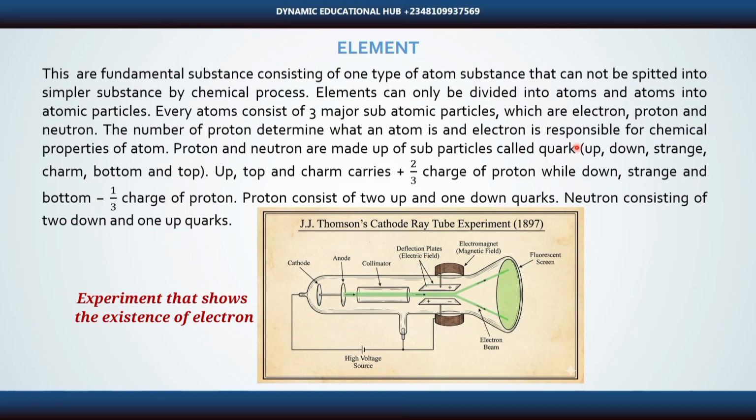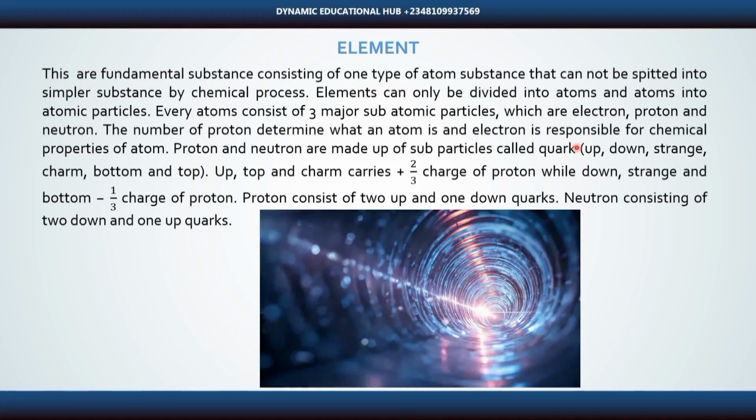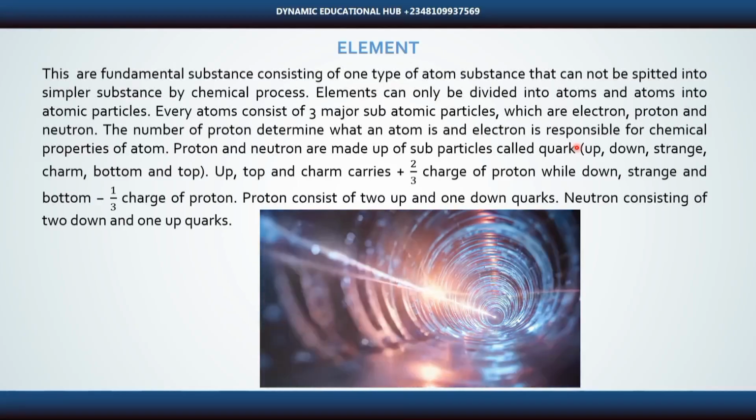So you cannot just go ahead and split atoms into proton, neutron, and electron by chemical process. No, you can't do that. You can only do it by using other processes, like nuclear reaction or particle accelerator. That is when you can split an atom.